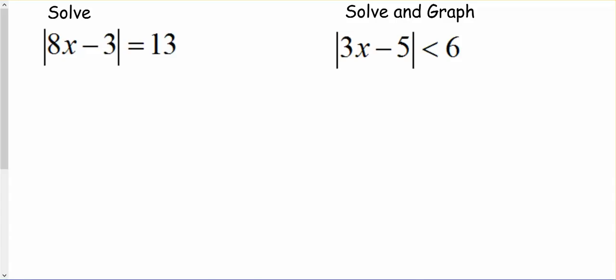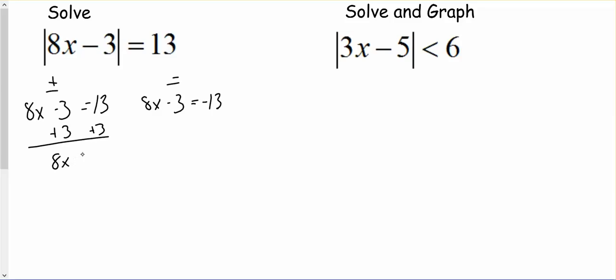So we've got our absolute value by itself, so we can start right into our positive and our negative side. 8x minus 3 is equal to 13. And on our negative side, 8x minus 3 is equal to negative 13. We'll add 3. 8x equals 16. Divide by 8. And x equals 2.